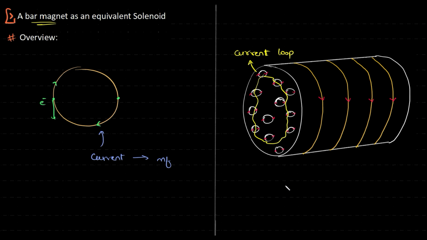And how does a solenoid look? Similar idea. In a solenoid also, we have current going around its outer surface. And that's how we can explain or equate a bar magnet to a solenoid.